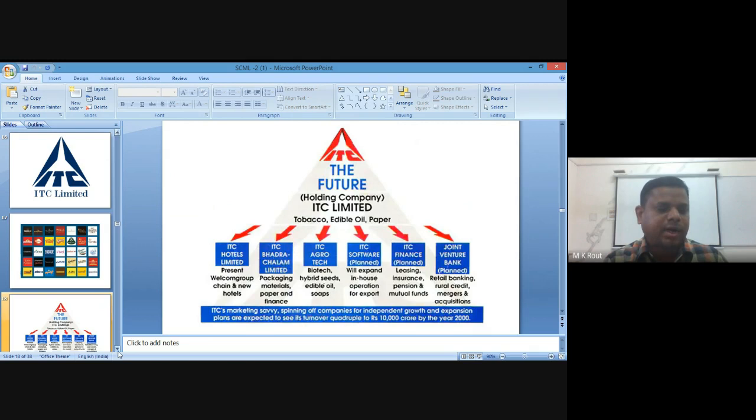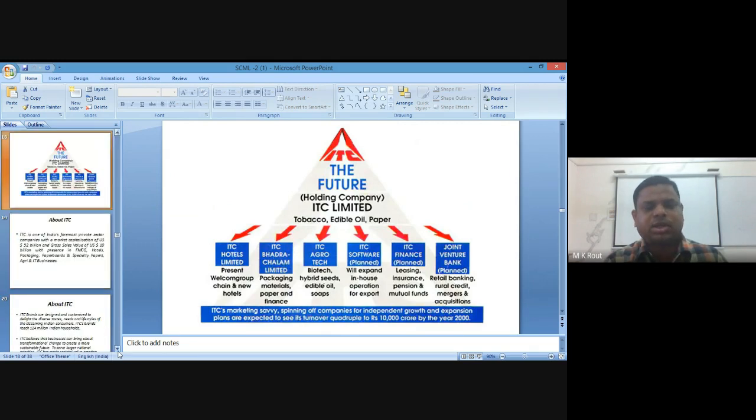Then moving to the next part, we are talking about the concept of the value chain: how the value chain should be and how the value chain directly influences the supply chain. Through that supply chain, you can maximize your revenue generation. That is the main concept behind this particular case study.